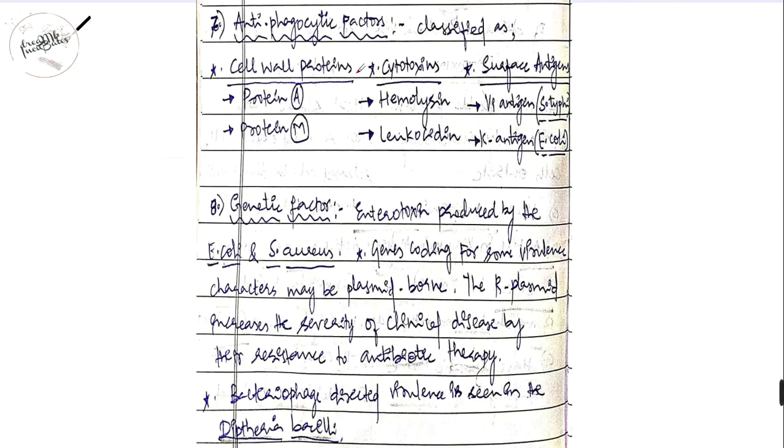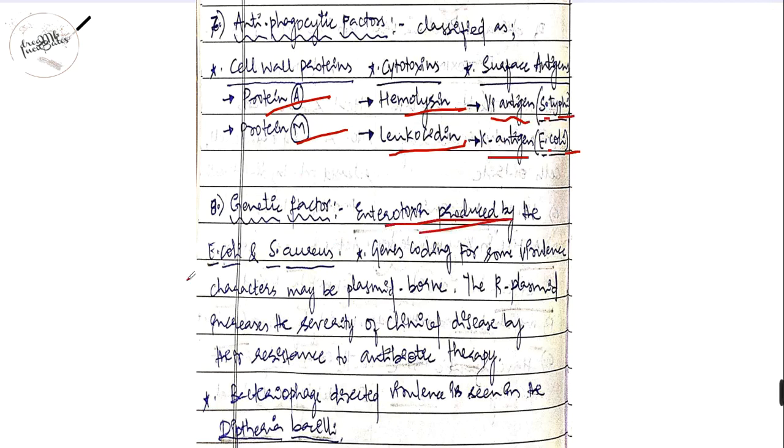Antiphagocytic factors. They are of three kinds: cell wall proteins, cytotoxins, surface antigens. Cell wall proteins are of two types: protein A and protein M, while cytotoxins are hemolysin and leukocidin. The surface antigens involved here are V antigen, which is seen in Salmonella typhi, while K antigen is seen in E. coli.